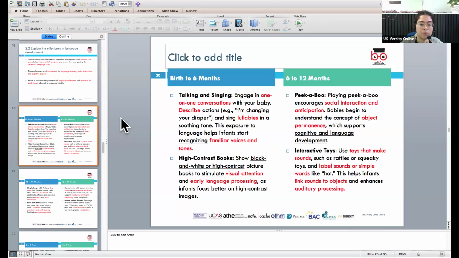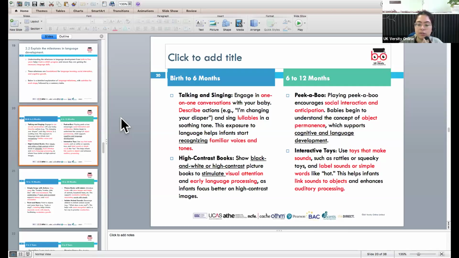So in birth to 6 months, what we need to focus on is helping them familiarize with voices and tones, and stimulating their visual attention and early language processing, which can be done by talking, singing, and showing them high contrast books. Then comes 6 to 12 months, which includes activities like peekaboo and interactive toys.